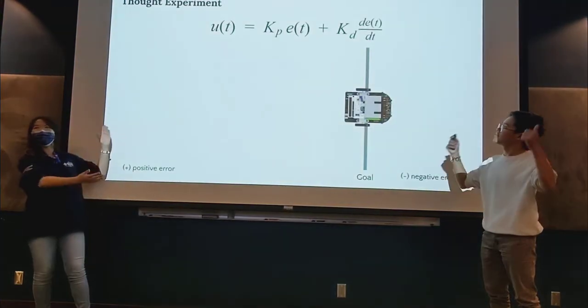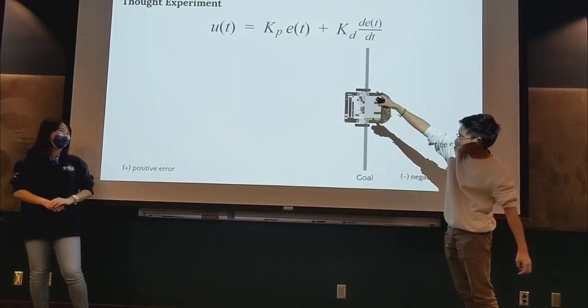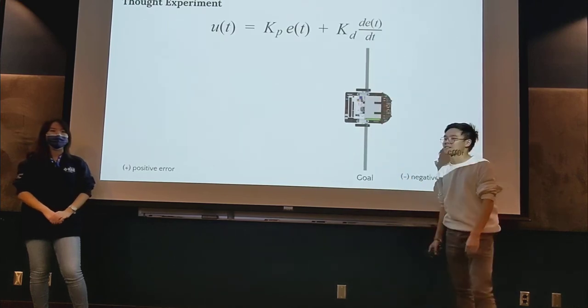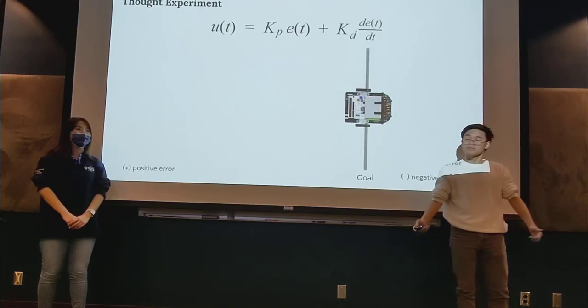And yay, we reached the goal now. So now that the error is 0, KP should be 0, and KD should also be 0 after a set amount of time. So does that make sense to everybody? Right, cool.